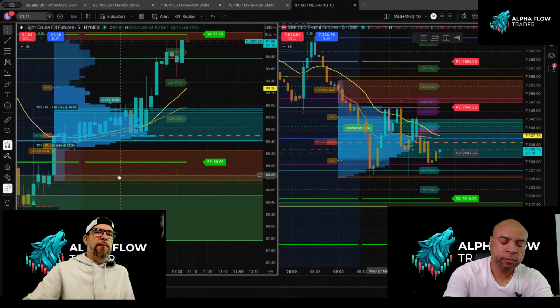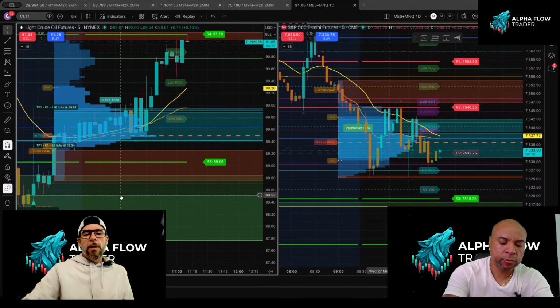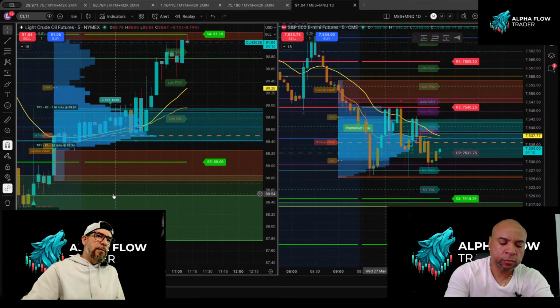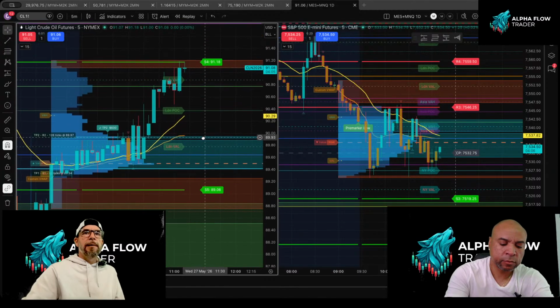well as S5. So this demand zone drawn out automatically with our tool as well as these Camarilla pivot levels. So you got demand, you got low volume area here, you've got demand zone here, you've got S5 here, which equaled a great crude trade.